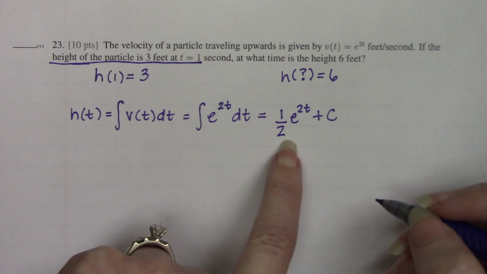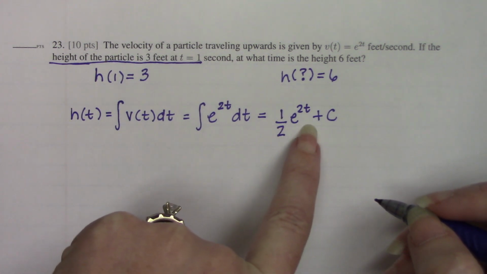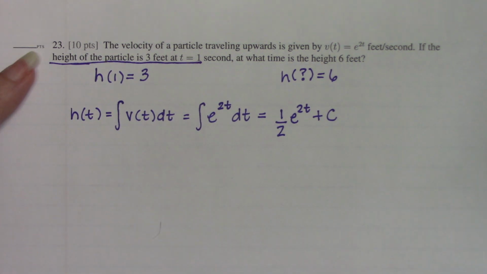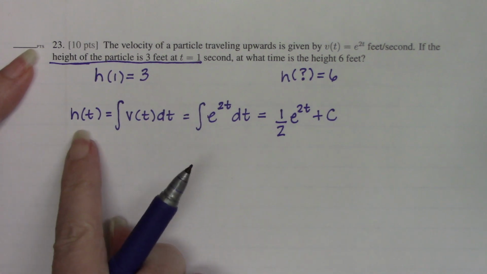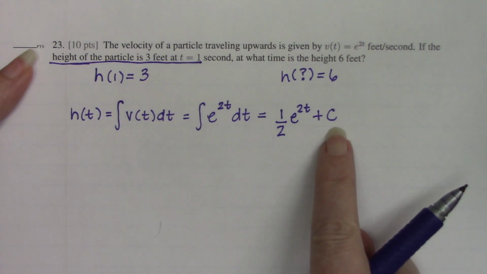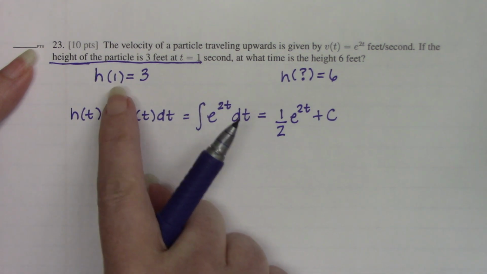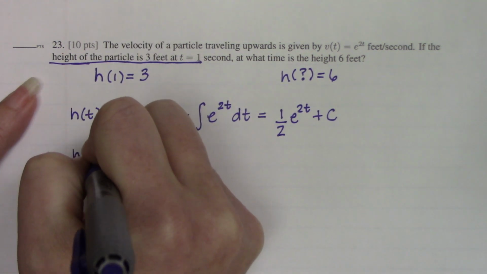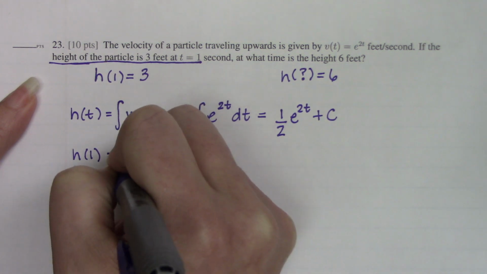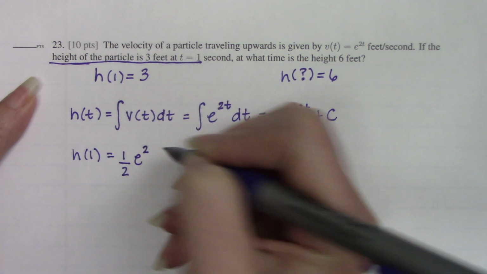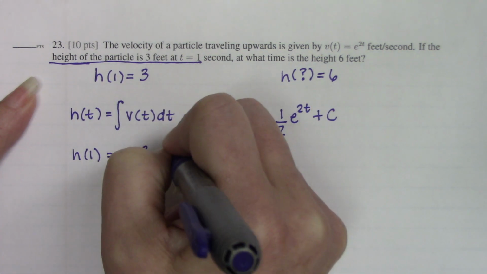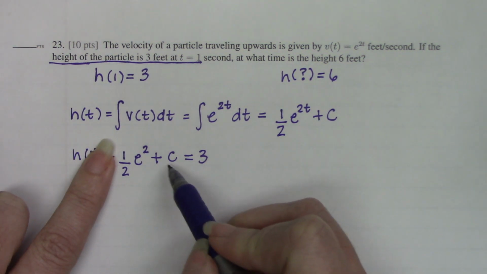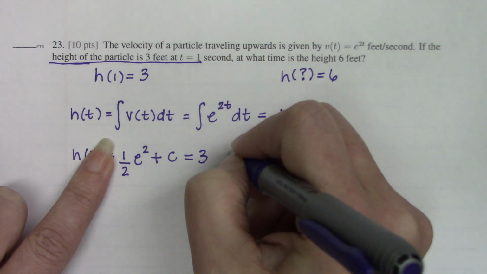So the derivative of this would be 1/2 e to the 2t times 2. The 2's would cancel and you would end up right back here. So you can check your answer doing that. All right, now this is an incomplete height function because we have a plus c here, but we were given a value on our graph which will enable us to actually solve for this c. So h of 1 means if we plug 1 in, we have 1/2 e to the 2 times 1, which is e squared, plus c. This should equal 3.